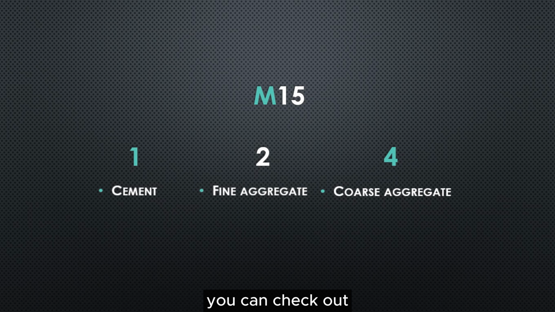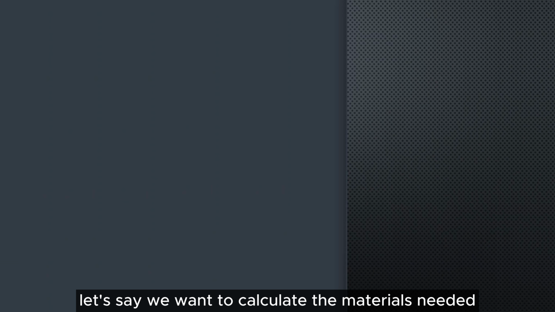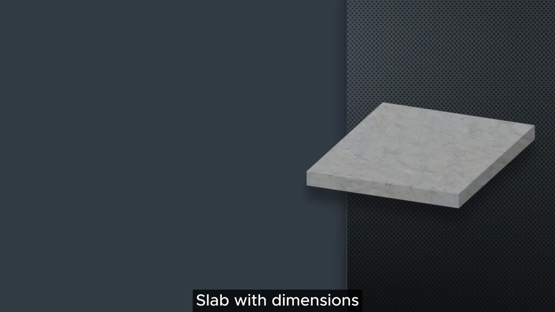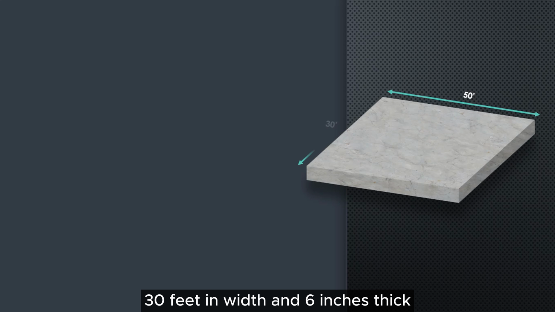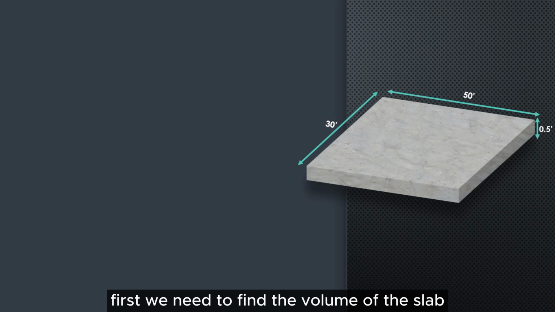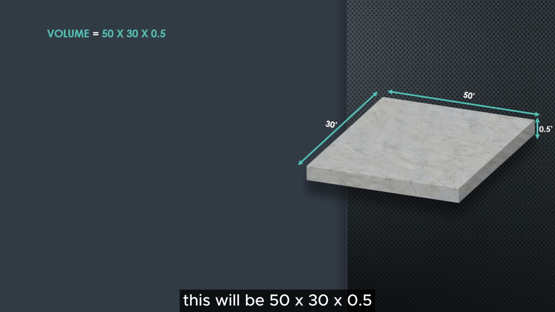You can check it out. Let's say we want to calculate the materials needed for a concrete slab with dimensions 50 feet in length, 30 feet in width and 6 inches thick, which is 0.5 feet. First we need to find the volume of the slab. This will be 50 x 30 x 0.5, which equals 750 cubic feet. This is the wet volume.